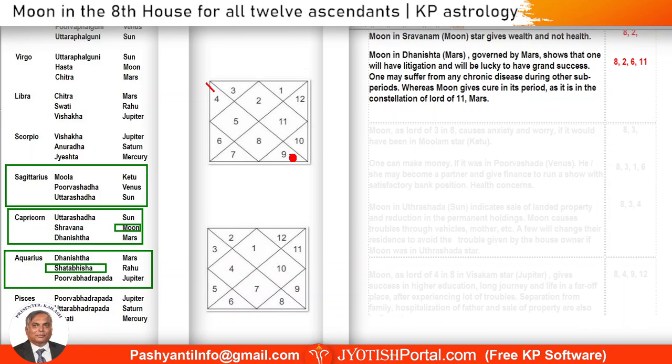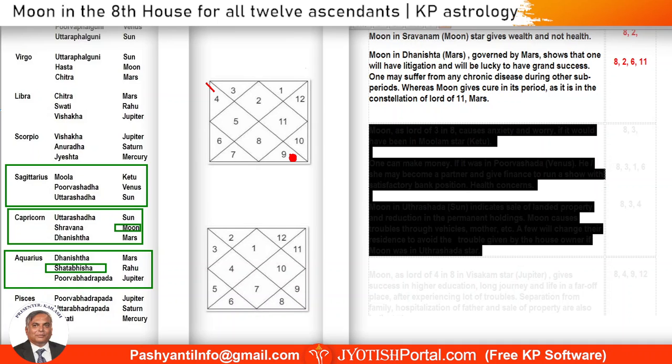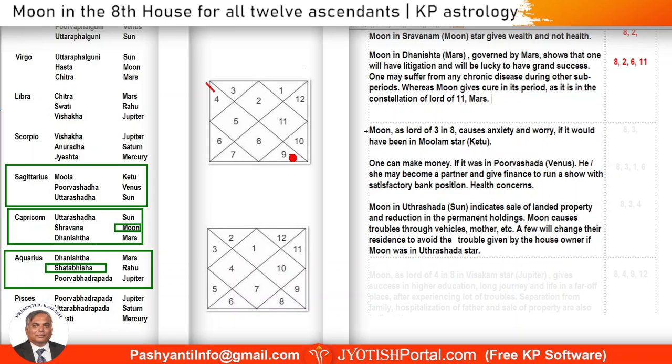so now let's focus on the Moon as Lord of Three. Like I mentioned, whenever a planet is in the star of the nodes, Rahu and Ketu, KSK often puts a word of warning that it may cause some kind of anxiety and worry.